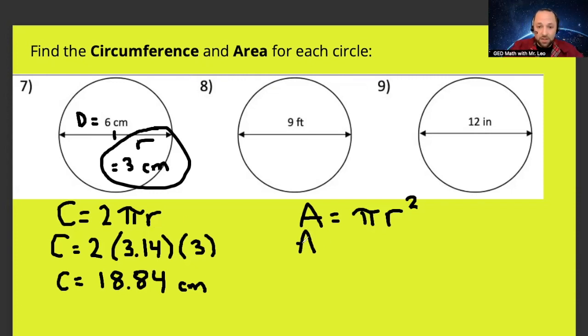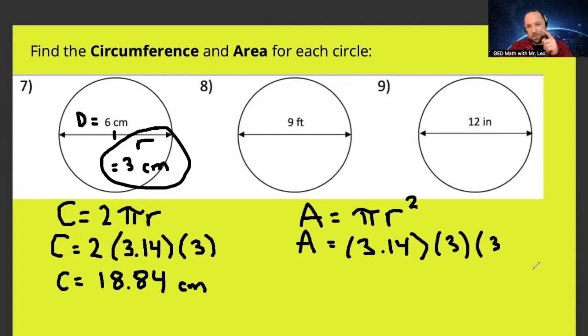So area is going to be our answer. Pi is 3.14. Radius, in this case, we figured out was 3. So we're going to have to see that 3 2 times. Wait, Leo, isn't this the same circle as before? It might be. Don't worry about it. Practice makes perfect. Repetition is part of the process.